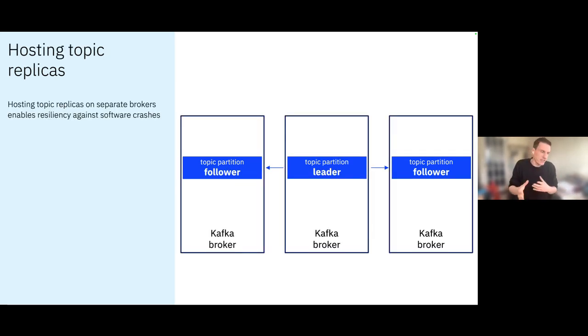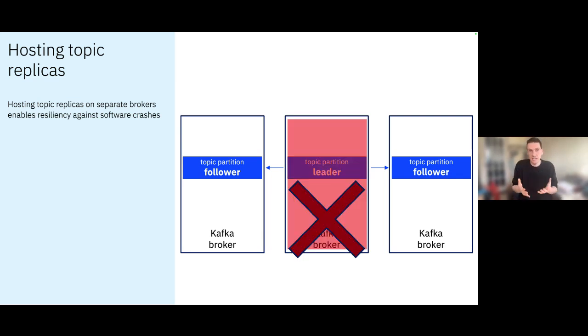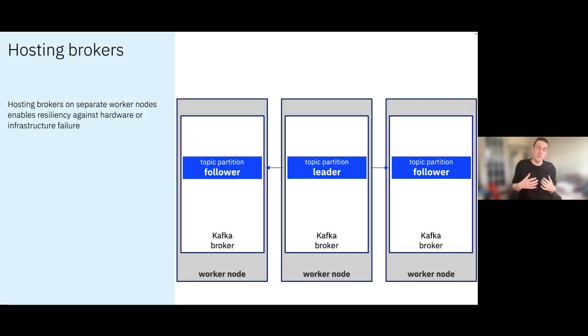Key thing to recognize, bringing it back to what I was saying about brokers, is it's really important that we put these replicas on separate brokers, because if they were to live on the same broker, then that wouldn't exactly increase our resiliency. So by spreading these replicas out across brokers, that gives us resiliency against a software crash. If anything happens to cause a broker to crash, the other replicas, our backup copies of our data, are available on one of the other broker processes. But more than just resiliency against software crashes, we want to be resilient against hardware failures. So we want to make sure that these brokers are hosted on separate worker nodes.